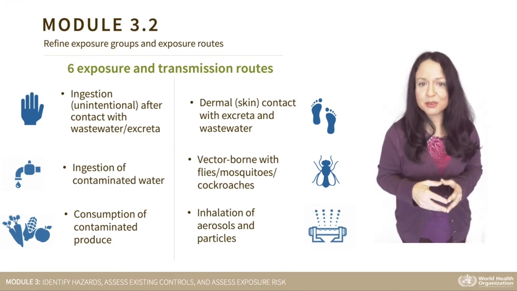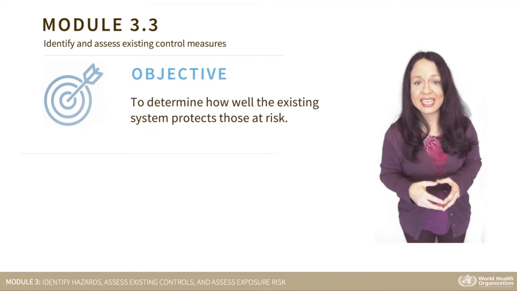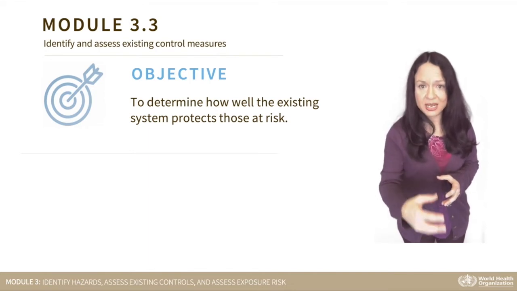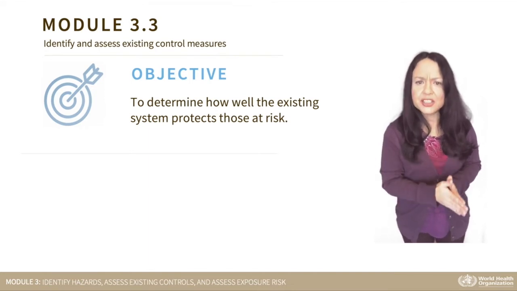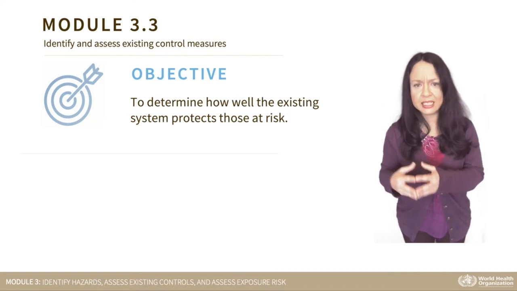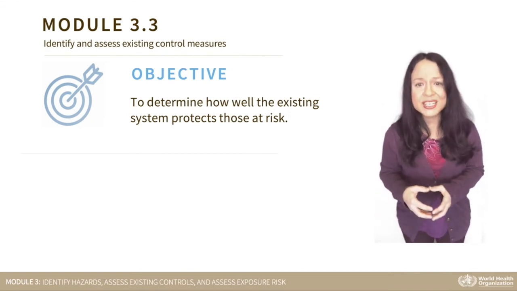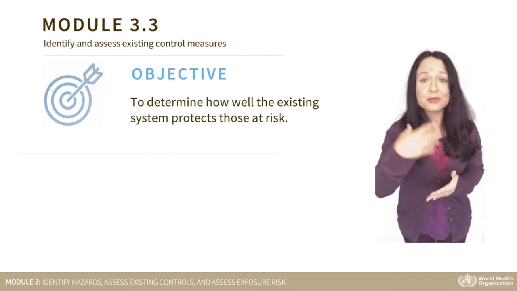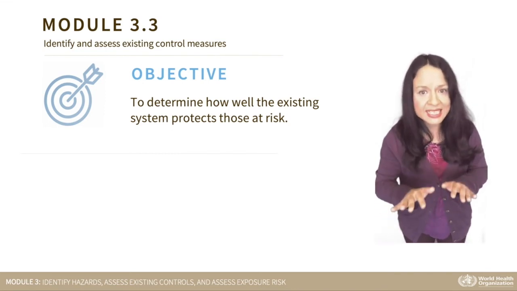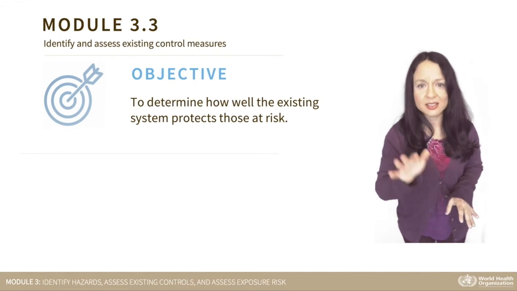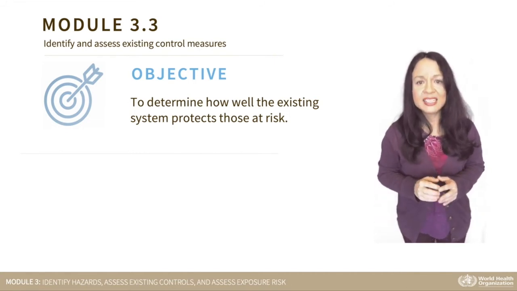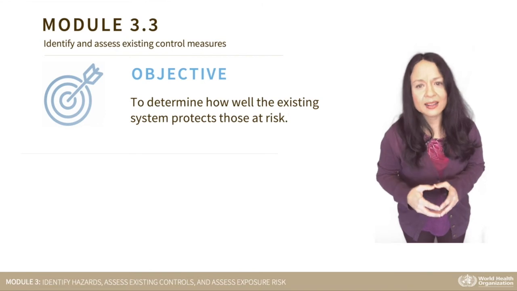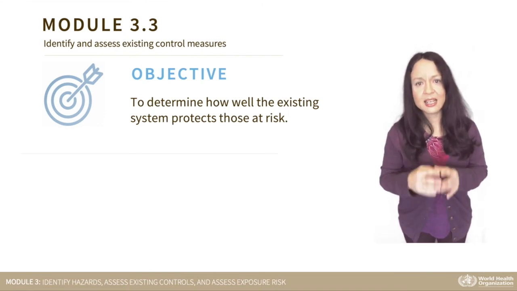Module 3.3 is about identifying and assessing existing control measures. For each hazardous event identified in Module 3.1, we need to identify what control measures are already in place to mitigate the risk of that hazardous event. This tells us how well the system protects those at risk.